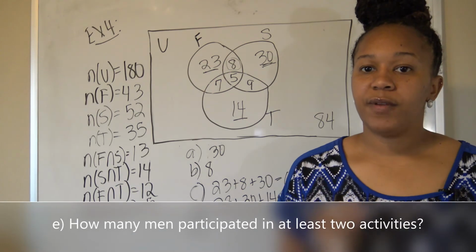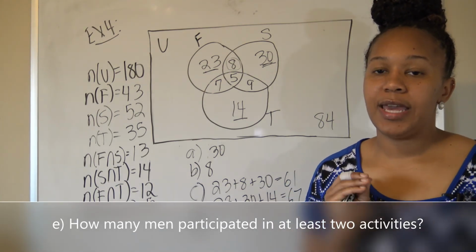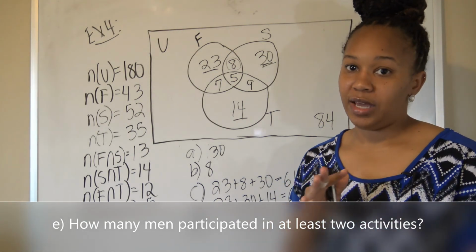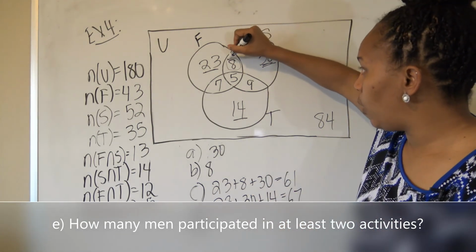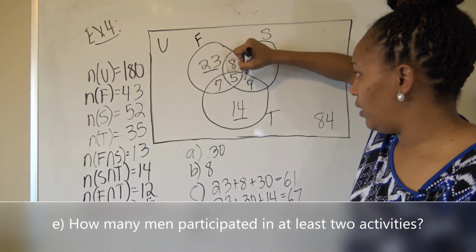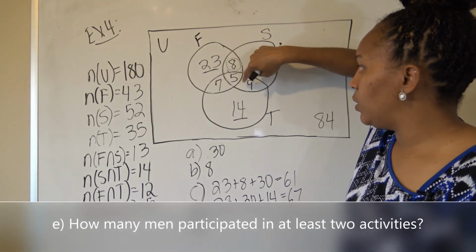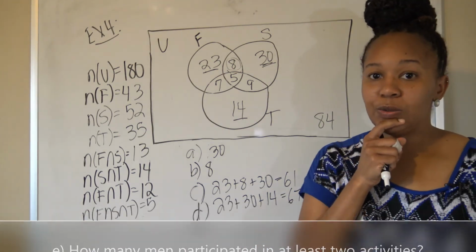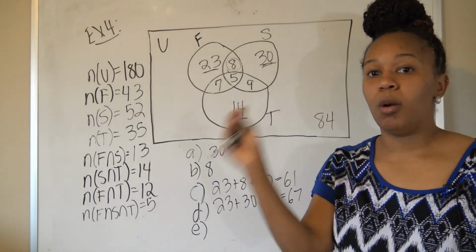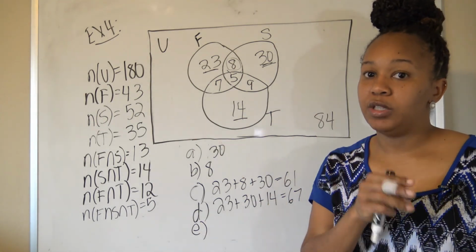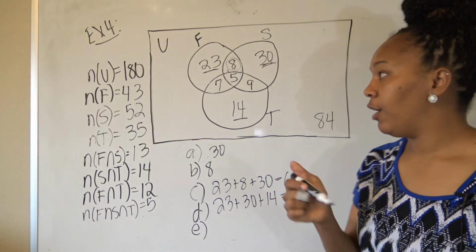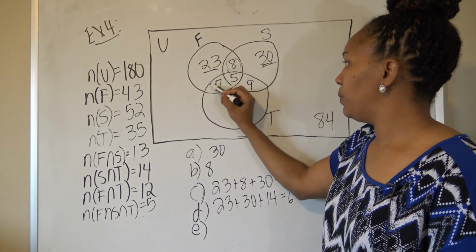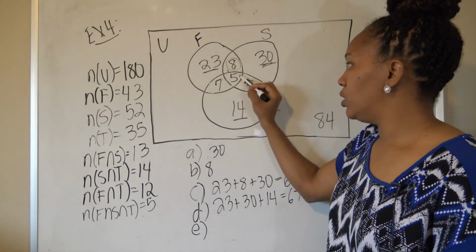For E, we want to figure out how many participated in at least 2 activities. Now at least 2 is different from saying exactly 2. If it asks for exactly 2, then we will want these numbers right here, the 8, the 7, and the 9, because remember, those are the regions that represent 2 sets overlapping. But it said at least 2. So at least 2 means they participated in 2 or more. So we want the number that participated in 2 and also the number that participated in all 3. So now that would include all of these numbers right here. These are the ones that participated in 2, and then these are the ones that participated in 3.